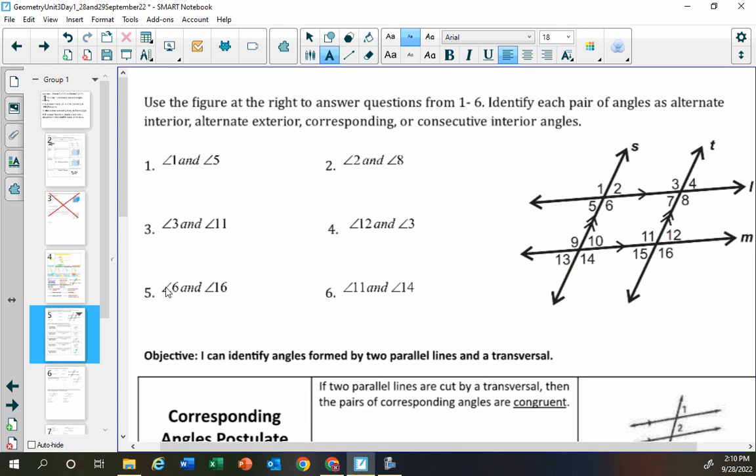The only ones, and I will show you. 1 and 5. What if we had 1 and 5? What would these guys be? There's a couple options. Somebody said it. 1 and 5. What would be the relationship with 1 and 5? That's going to be a linear pair.